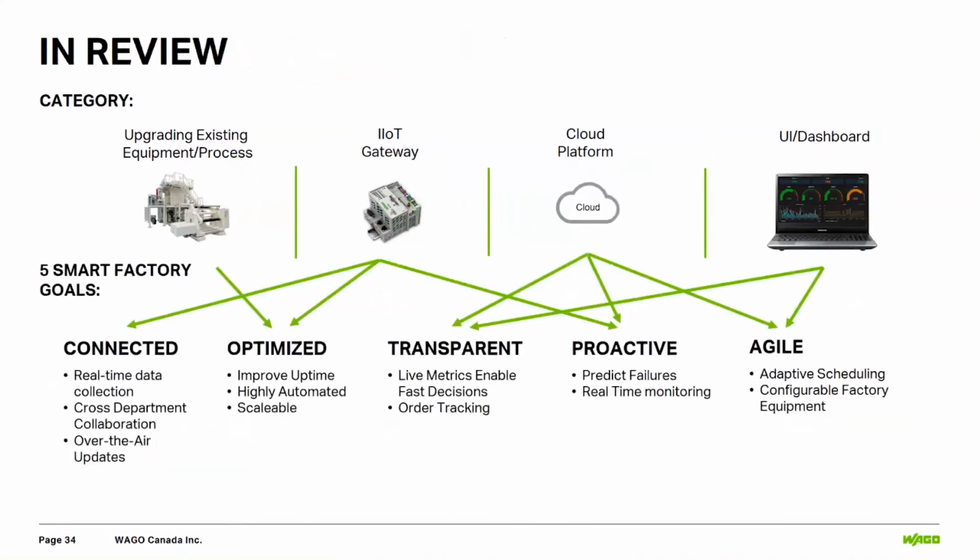So basically in review, by taking these 4 categories into consideration, we can start finding ways to implement IoT in a manufacturing environment and move towards self-optimization and more automated, better quality decision-making.